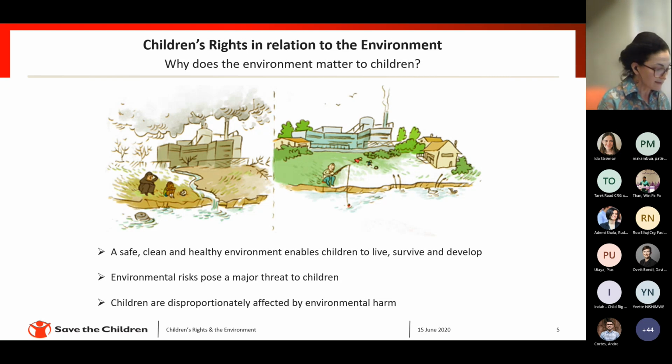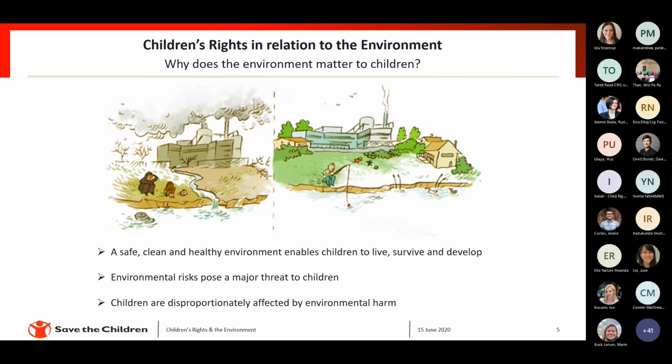The fact that children are impacted by environmental degradation, including climate change, is not new. However, a safe, clean, and healthy environment enables children to live, survive, and develop. Environmental risks pose a major threat to children, and I will say a bit more about that in a minute. Children are disproportionately affected by environmental harm, and that is what I'm going to speak more about.